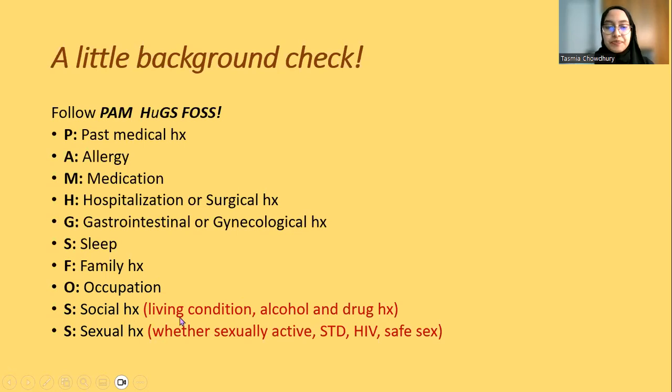Then social history, living condition, and drug history. If the patient takes any recreational drug or tried it, if the patient smokes or drinks alcohol. If the answer is yes, then you need to know how much they're drinking or how much they're smoking. And it's good practice, if the patient says yes, they smoke, to ask them, do you want to quit, or are you thinking about quitting? So that's the social history.